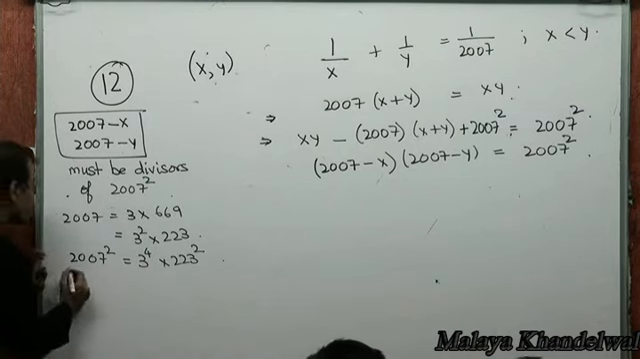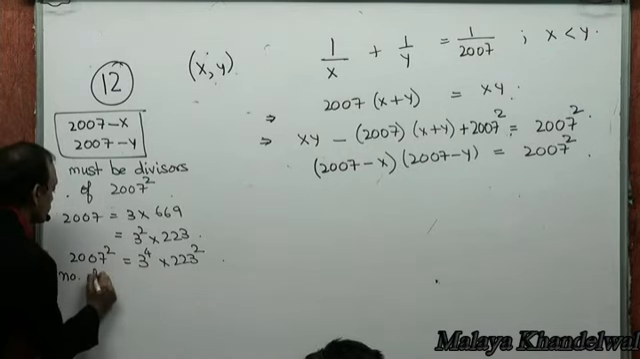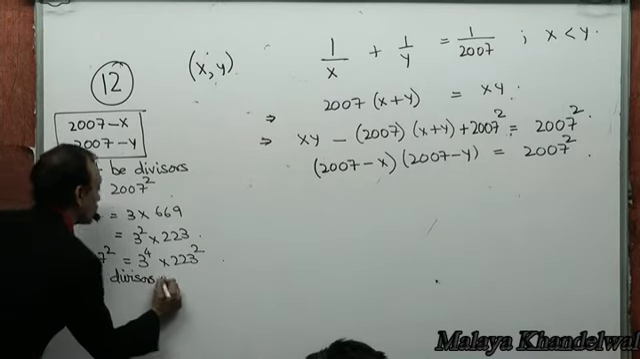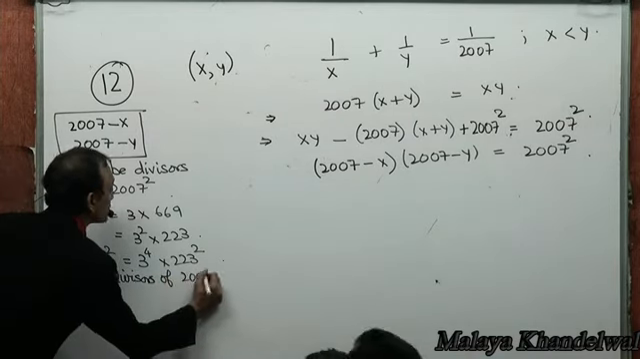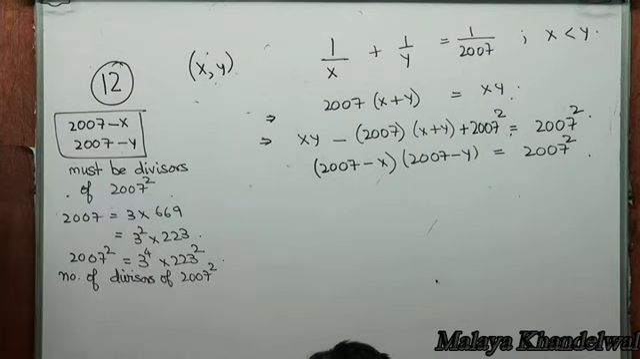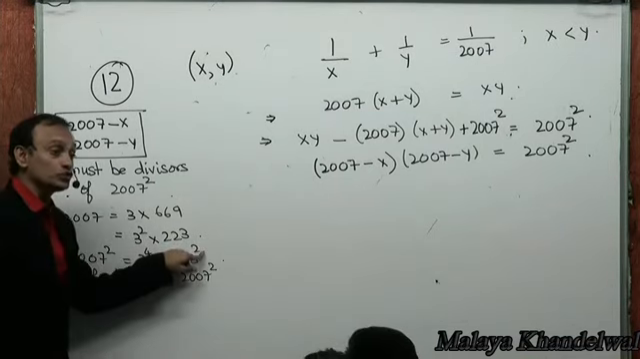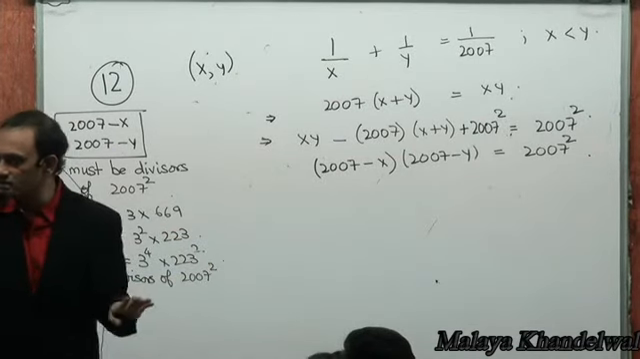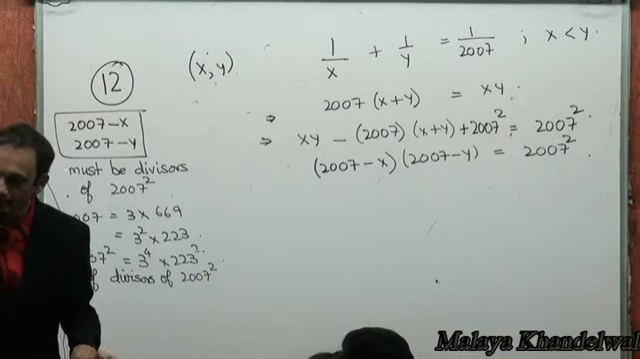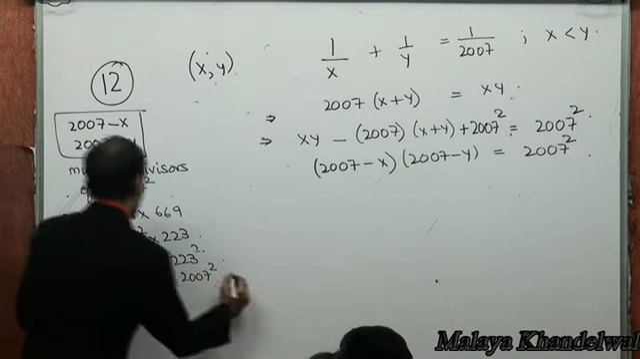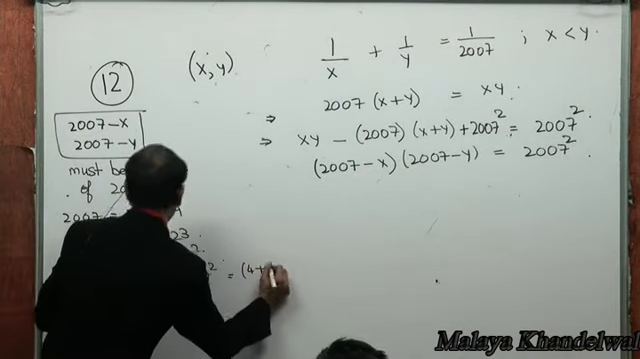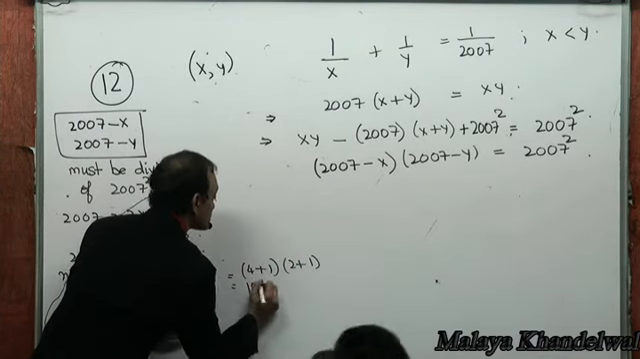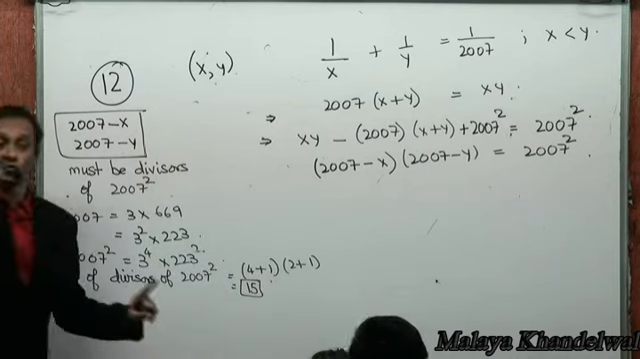So the number of divisors of 2007 squared now is going to be 4 plus 1 into 2 plus 1. Have I not told you the number of divisors, number of factors of a given number? It is 4 plus 1 into 2 plus 1, which is 15 divisors. Yes or no?